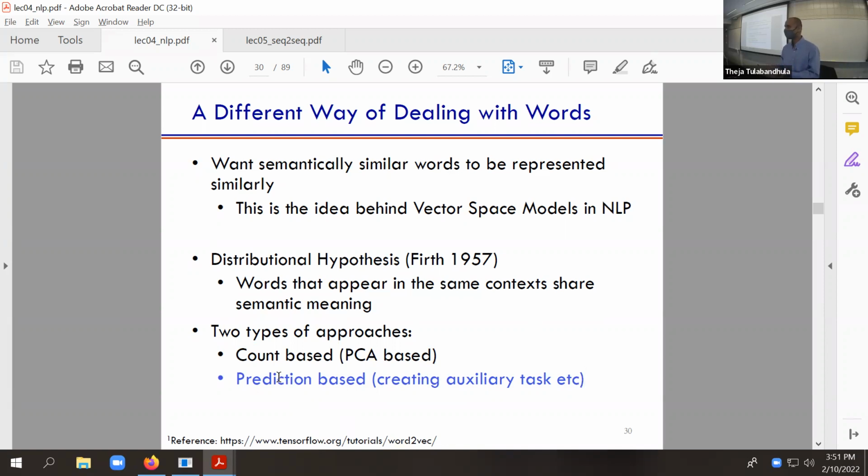Intermediate is an auxiliary prediction problem. We don't really care about that prediction problem. It's not a prediction problem that was motivated by an application, but it's a prediction problem by which, if we solve it, we will, as a byproduct, get the word embeddings. Okay, and then we can use those word embeddings elsewhere. So that's the idea.